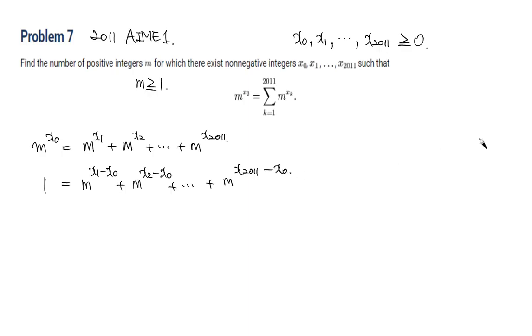Okay? So it is quite clear that x1 minus x naught is supposed to be a negative number, and x2 minus x naught is supposed to be a negative integer, because we need to have some fractions to come up with the sum of 1. Alright, so what's going on here? Well, I think we can relabel this as m to the power of y1, and m to the power of y2, and so on, plus m to the power of y sub 2011, and there we go.